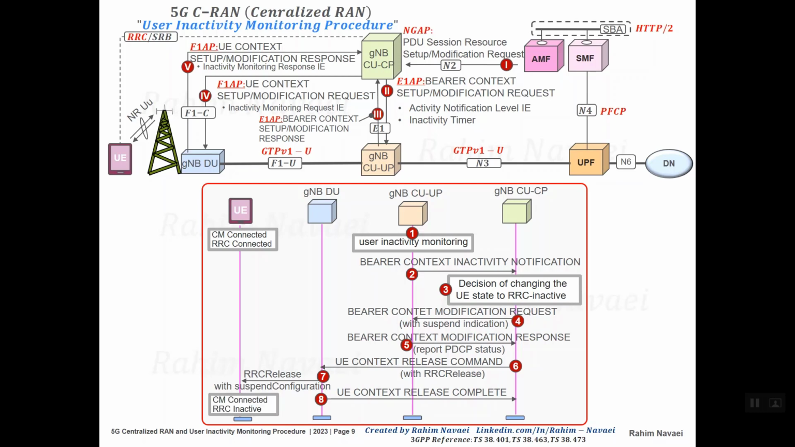The device saves the inactive RNTI, I mean I-RNTI, RAN-based notification area, the timer for RNA update, the DRX cycle for RAN-based paging, and then suspends all the data radio bearers and signaling radio bearers except signaling radio bearer 0, and finally changes its RRC state to the RRC inactive from RRC connected.